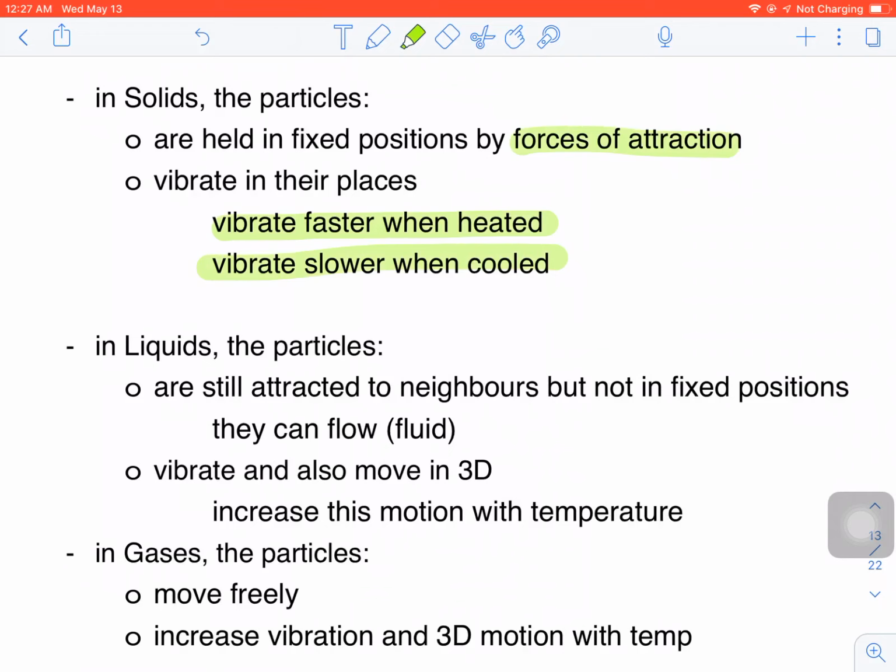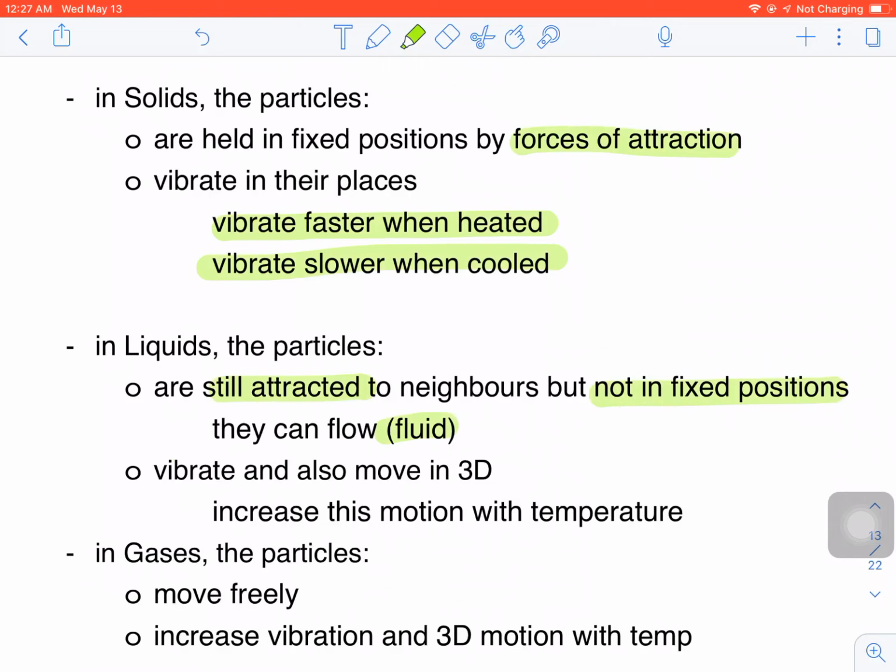So I've given them enough vibration that they break out of their lattice structure, but they're still being held onto their neighbors, which means I can pour the liquid, right? It's now going to flow, right? And that fluidity comes from the fact that the particles are still attracted to their neighbors, but they're not being held where they were in a fixed orientation.